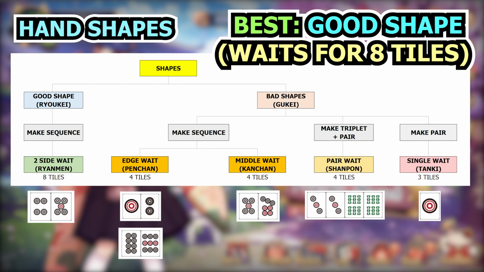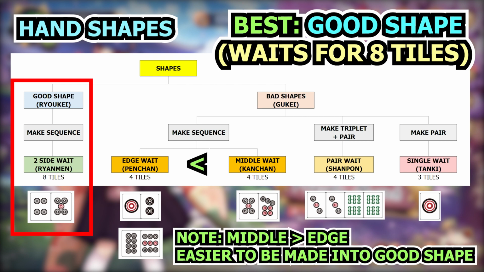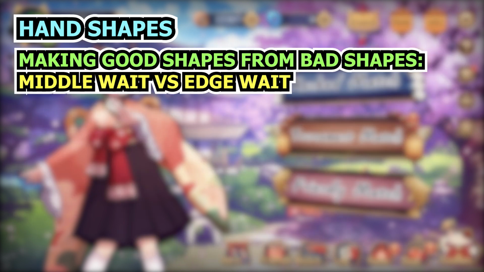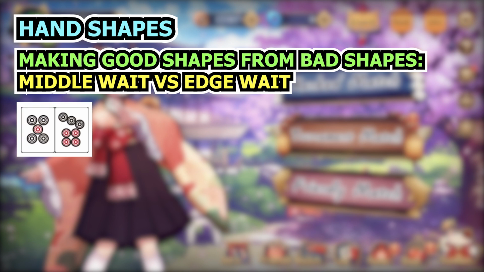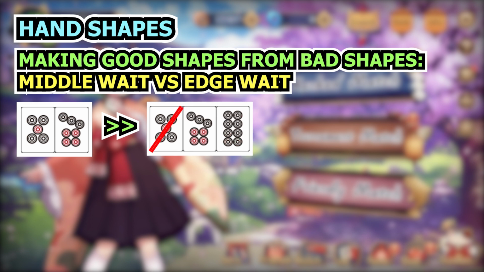As we want to collect shapes with the largest capacity, the ideal situation is to have as many good shapes as possible. With that in mind, a nice thing to remember is that the middle weight is better than the edge weight in general, as it is easier to make a good shape from the middle weight rather than the edge weight. For example, from a middle weight shape 5-7, we can draw a 4 and throw away the 7 to make a good shape of 4-5. Or we can also draw an 8 and throw away 5 to make a good shape of 7-8.